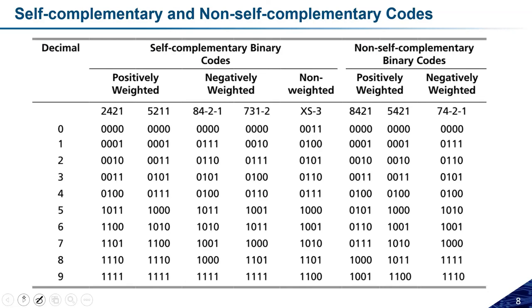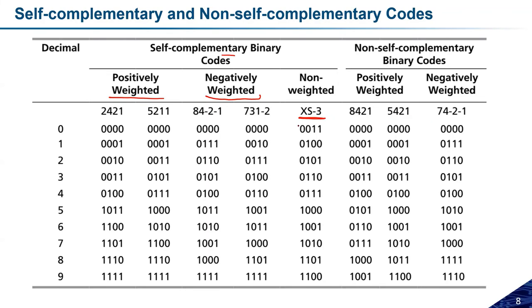Now, the self-complementary, I just told you, it is not necessary that self-complementary codes are always positively and negatively weighted. Some of the non-weighted codes could also be self-complementary. If you see, we just saw in the previous slide, some of the codes are positively weighted and negatively weighted, and even though they are self-complementary, some non-weighted codes can also be self-complementary, like the XS3 code. What is this XS3 code? I will tell you in more detail later on.